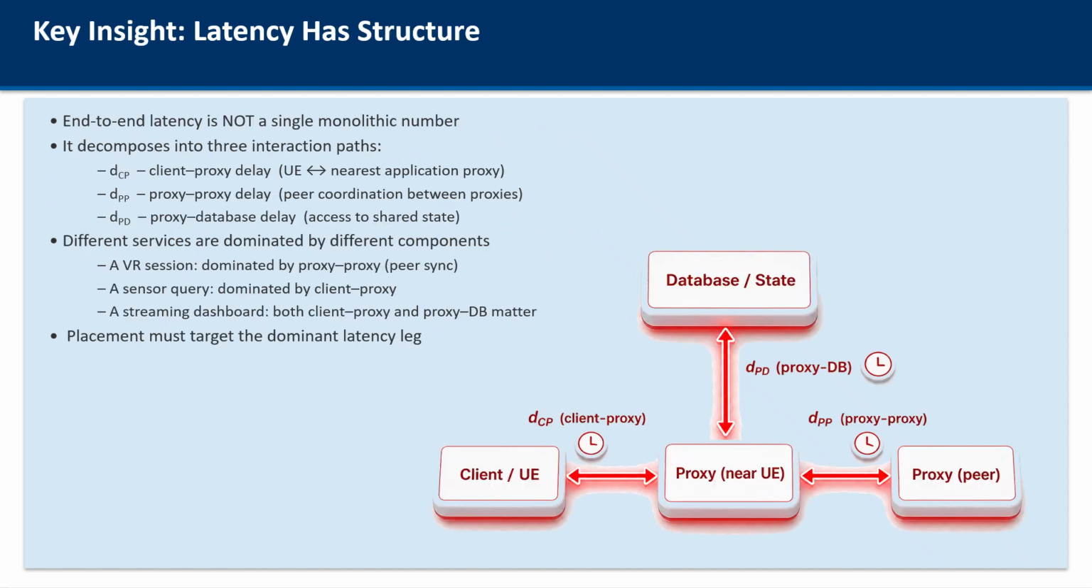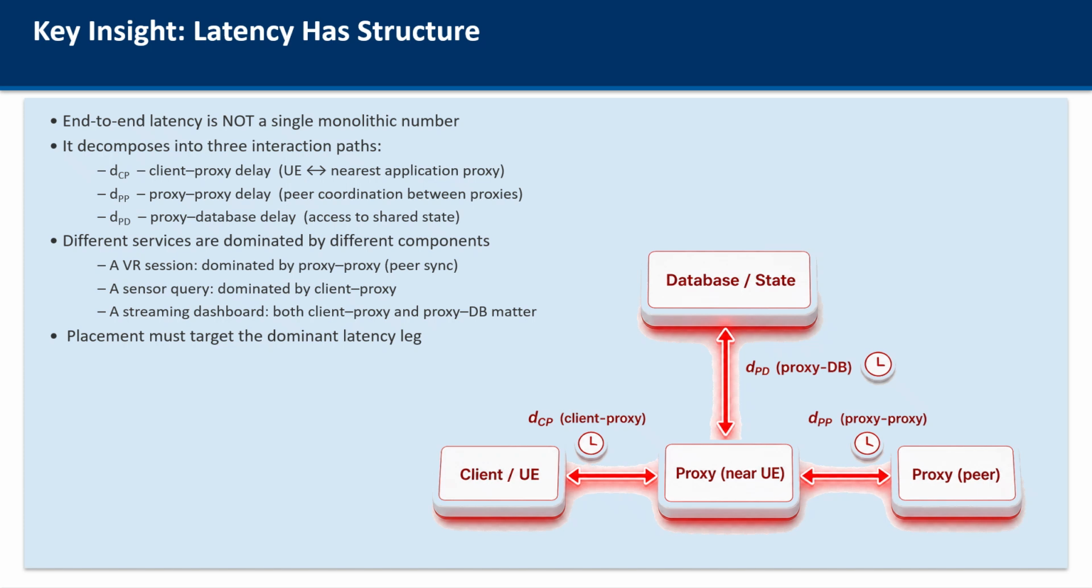The core insight of our work is that end-to-end latency has structure. It is not a single monolithic number. For any service request, we can decompose the delay into three main interactive paths. First, DCP, the client-proxy delay, the round-trip time between the user device and the nearest application proxy. Second, DPP, the proxy-proxy delay, latency incurred when two application instances need to coordinate with each other. For example, in a multi-user VR session where two players must synchronize their state.